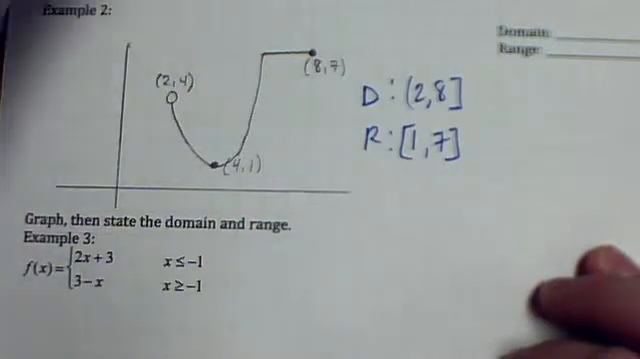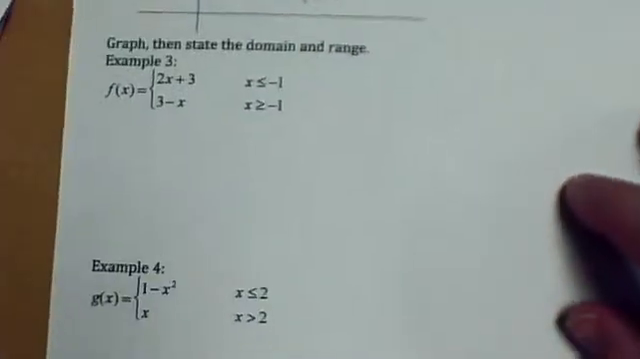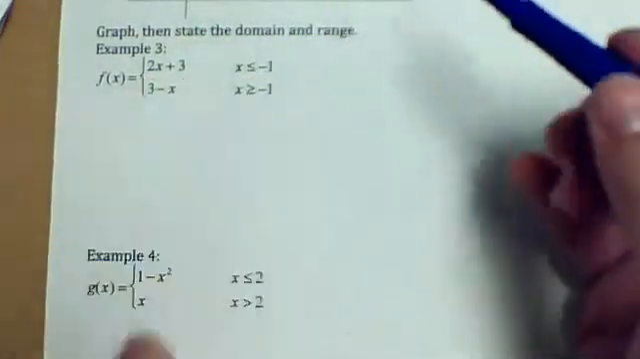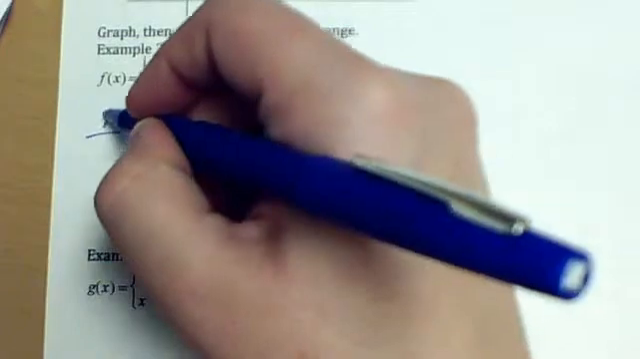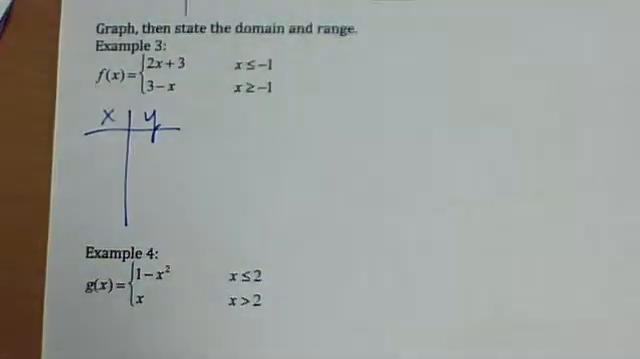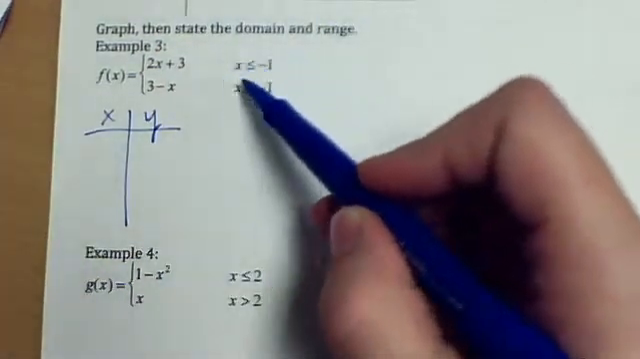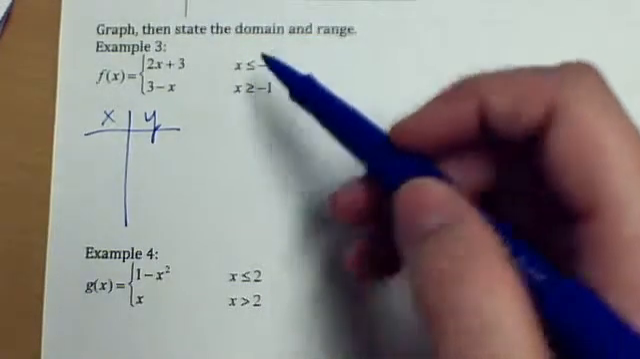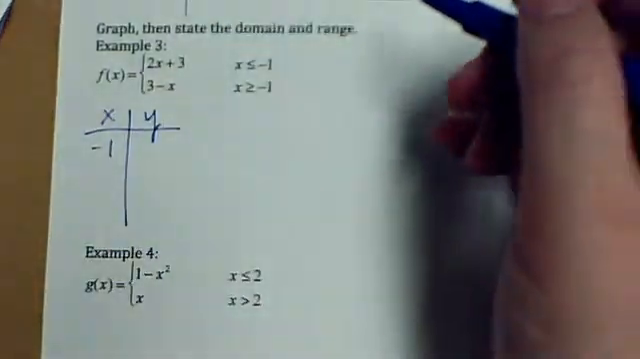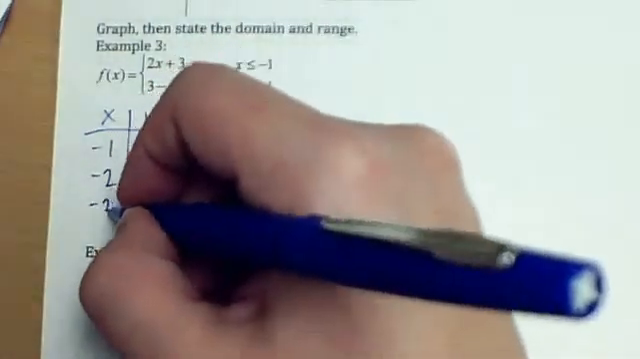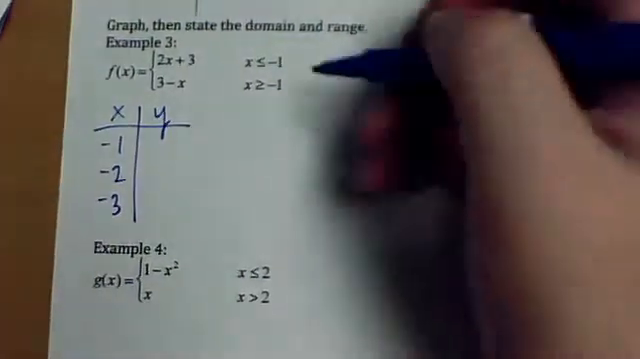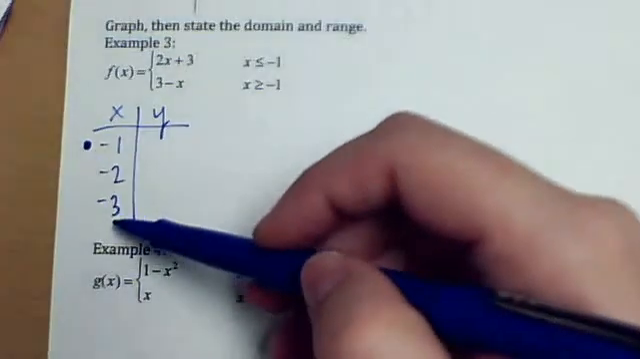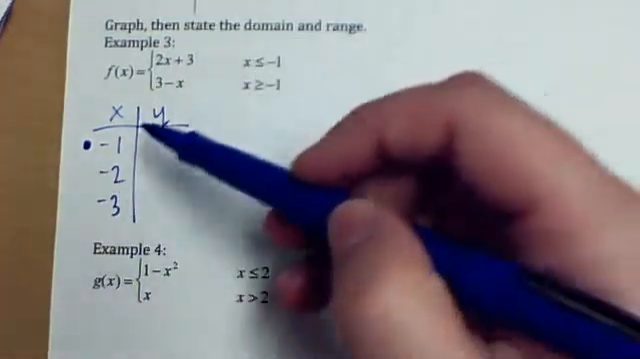On these graphs, what we're going to do is look at each piece separately. So I'm going to look at this part first. I have the function 2x plus 3. I'm going to look at the domain they give me. They tell me that x is less than or equal to negative 1. So I'm going to use that value, and I'm going to find another couple of points that are less than or equal to that. Because it's less than or equal to, it's going to be a closed circle at negative 1. Once you have these values picked from this specification, you plug them back in.